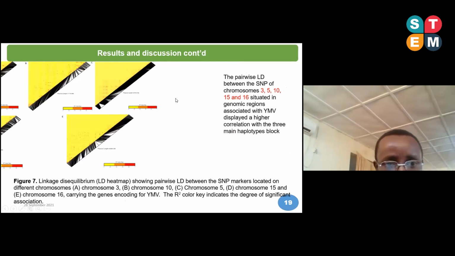Now we look at the Yam mosaic virus severity, the area under disease progress curve. Also, about 5 chromosomes were identified here, genomic regions that are associated with this particular trait and also with high association. These ones are highlighted here.